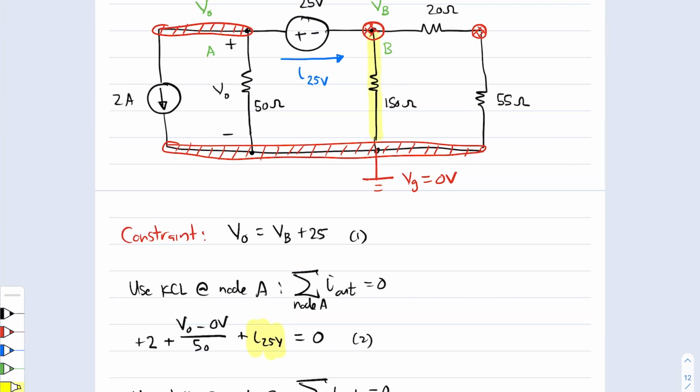So here at node B, we have a current going this way, a current going from there all the way down to the ground node through the 20 ohm and 55 ohm resistor. And we also have a current flowing into that node like so. So let's start with the first one, the simplest one.